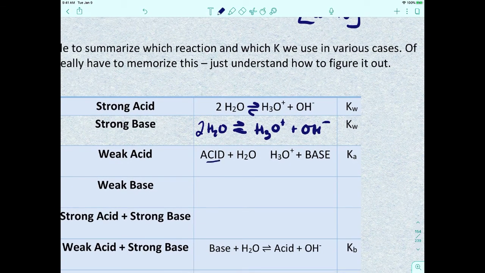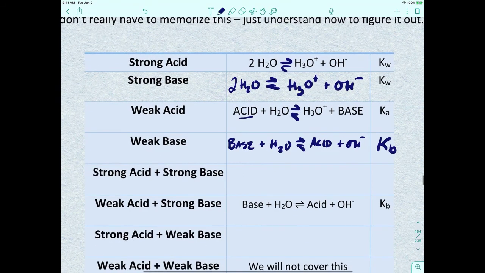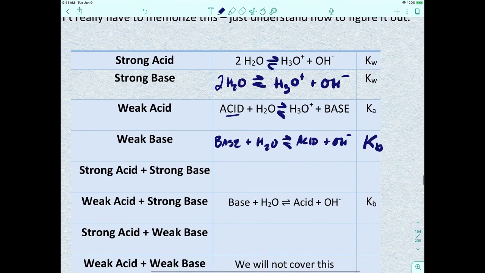For the weak acid, acid plus water is in equilibrium to form H3O plus and base, so that's Ka. For the weak base, that was base plus water is in equilibrium with the conjugate acid plus hydroxide ion, and that's going to be your Kb expression. Now, for the titration, strong acid plus a strong base, we're going to use the autoionization of water again. So 2H2O is in equilibrium with H3O plus and OH minus. And so we'd use Kw for that.